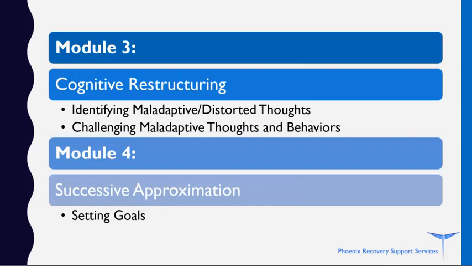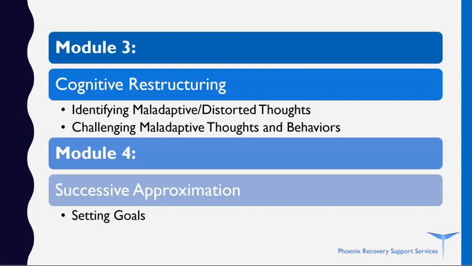Module 3 is going to cover cognitive restructuring. This is essentially a fancy way to say reshaping or rebuilding your thoughts and your thought processes. So it's going to start by identifying those maladaptive or bad thoughts and then help you challenge those thoughts and behaviors to make them more positive.